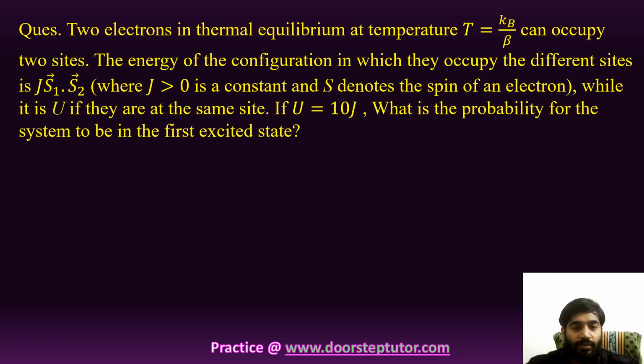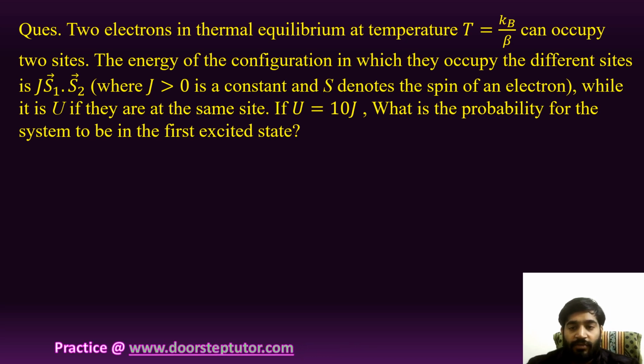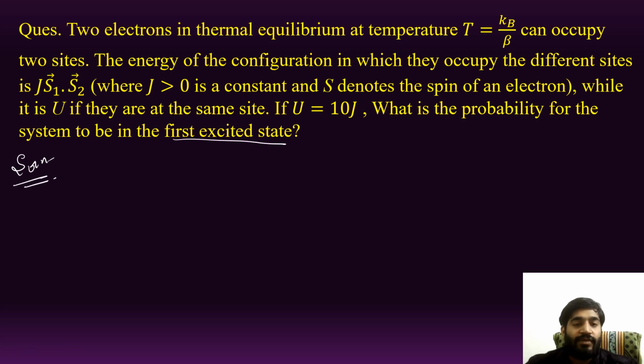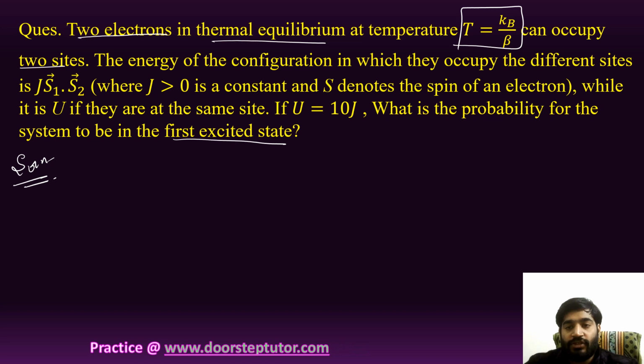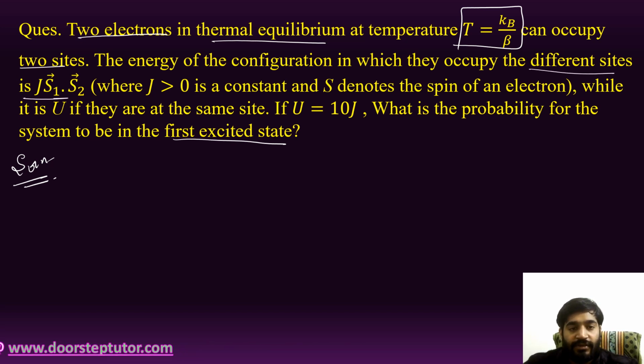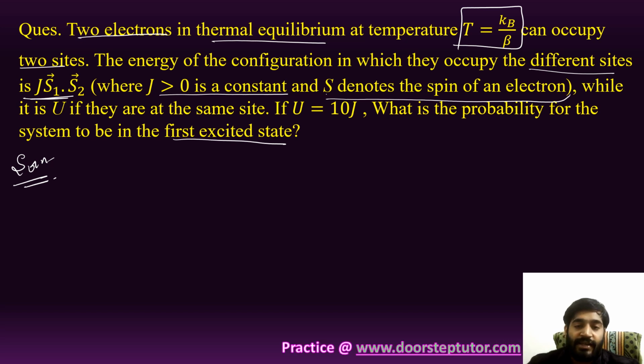This is a question from thermodynamics, because we have to find the probability for the first excited state. The system has two electrons in thermal equilibrium, and they can occupy two sites. The energy of the two different sites is given. So this is the energy. Now, J must be greater than 0, and another thing: what is S? S is the spin of the electron. So it is very much clear.